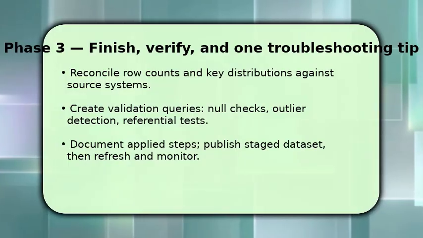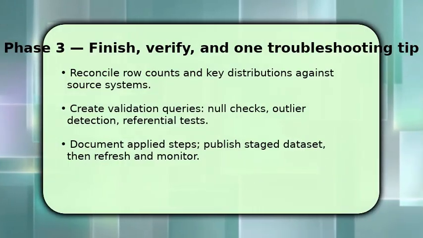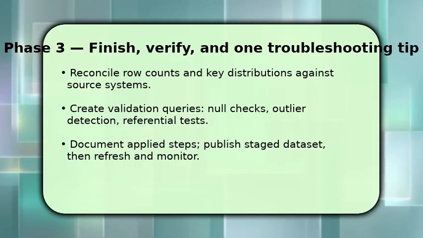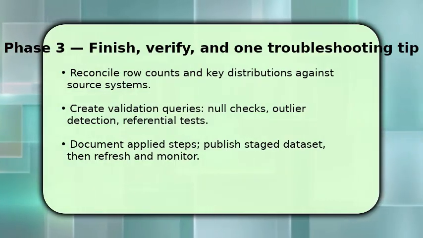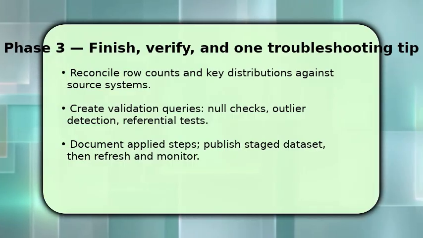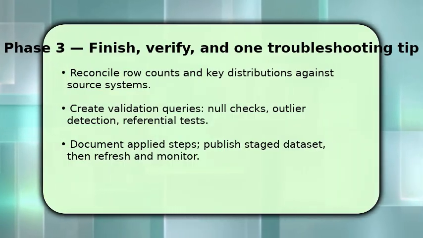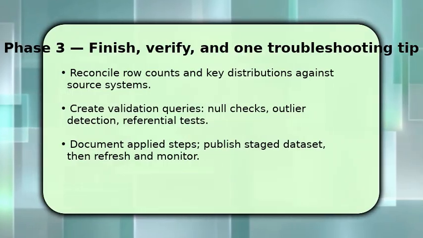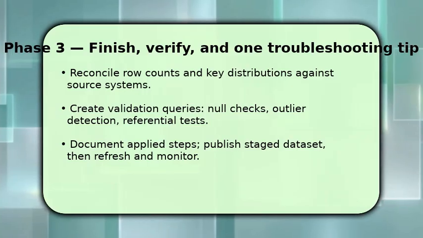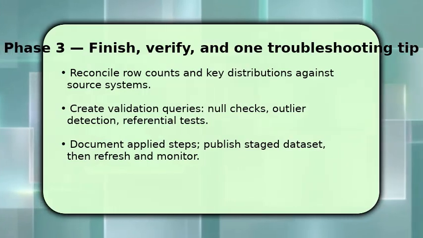Finish by validating and publishing a clean dataset. Reconcile row counts and key distributions versus the source system so you catch dropped records. Then run validation queries, null rate checks, outlier detection, and referential integrity tests. These confirm transformation correctness. Once satisfied, document applied steps and publish a staged dataset for review.